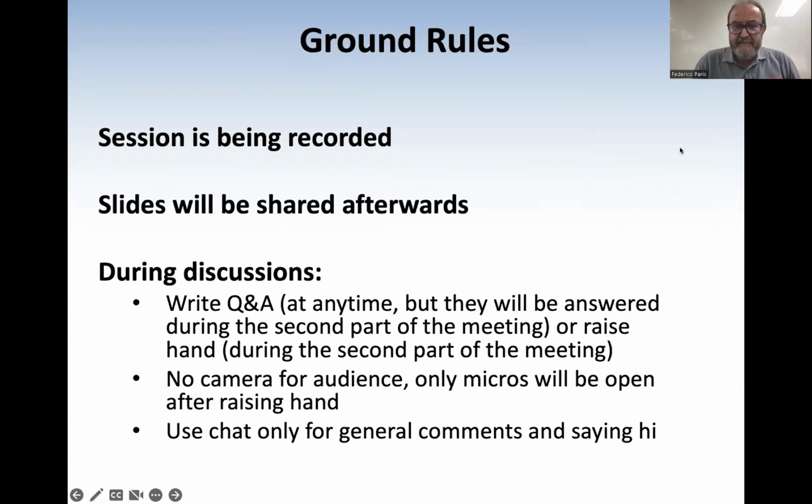During discussions, write Q and answer at any time. You can write at any time, but they will be answered during the second part of the meeting after the coffee. Or you can raise your hand during the second part of the meeting. There are no cameras for the audience; only microphones will be opened after raising hand. There is also the possibility of using chat, but our recommendation is that you use chat only for general comments or to say hello to a friend who is also participating in the meeting.